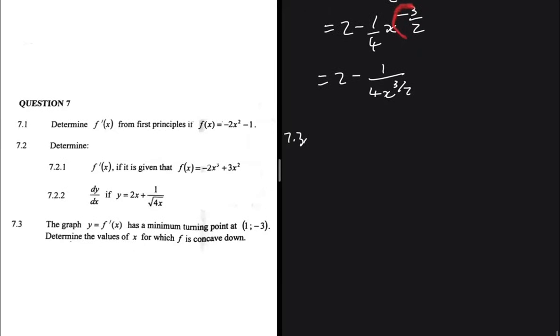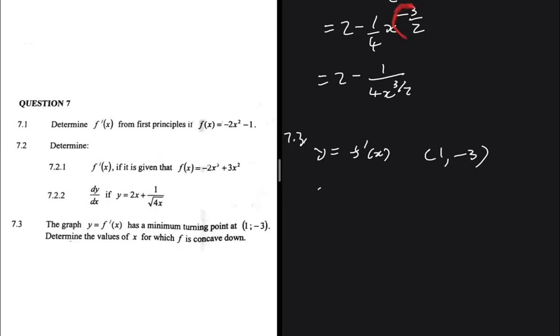7.3 is saying that the graph of y equals f prime of x has the minimum turning point at 1 for the x value and minus 3 for the y value. Determine the values of x for which f is concave down. Right, so to find the values of x for which a function is concave up or concave down, we have to look for the point of inflection, right?